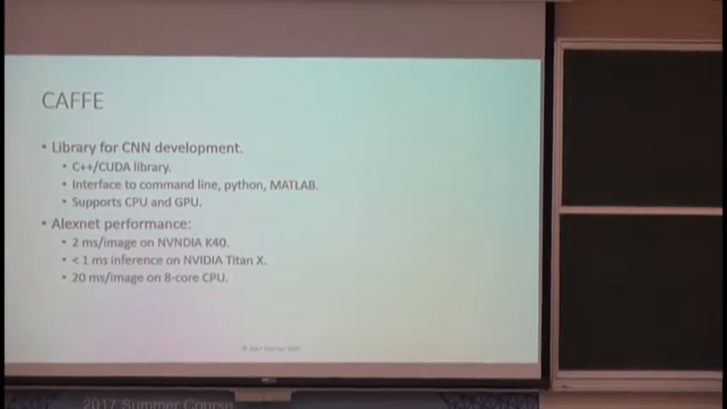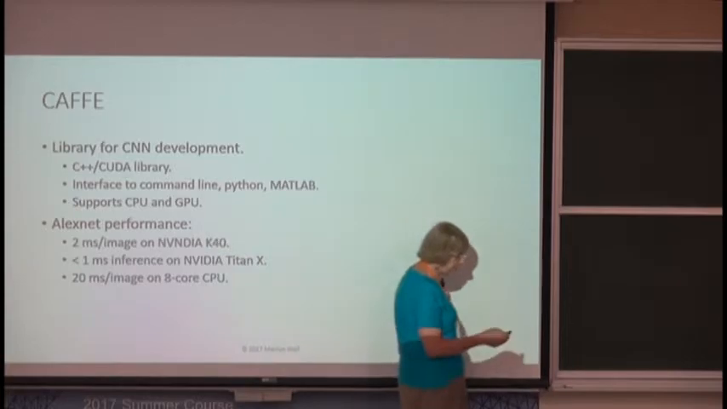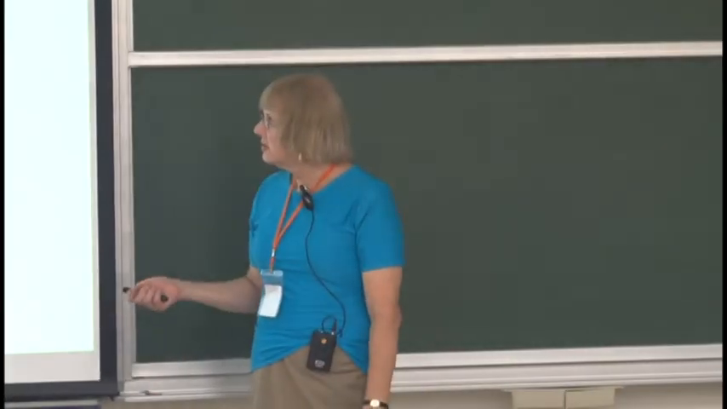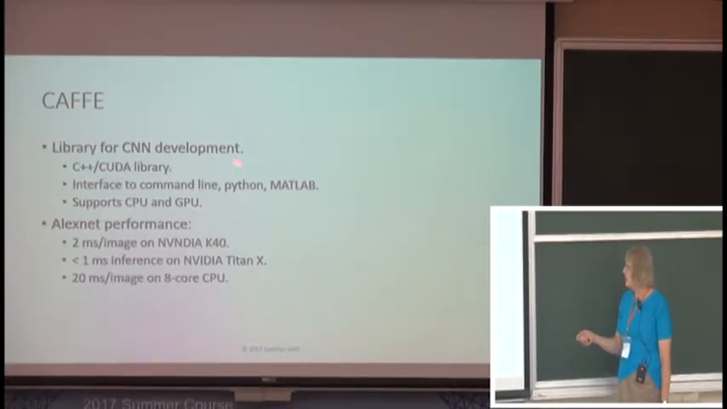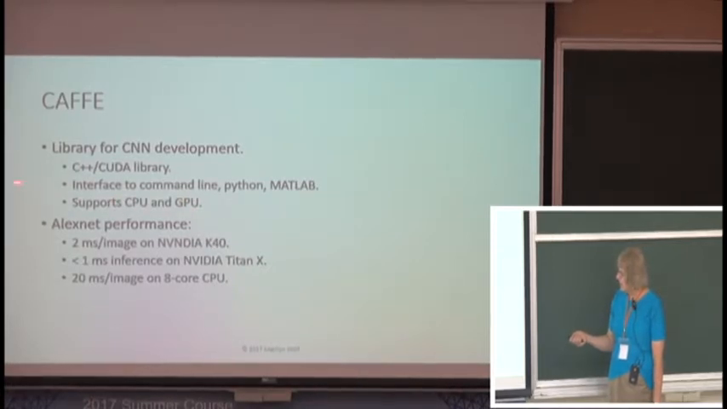Okay, so on top of all this, at an even higher level of abstraction, we mentioned Caffe before. This is a library specifically for neural network development. It's a combination of C++ and CUDA. It has interfaces at the command line, for the Linux command line, Python, and MATLAB. You can run your code on either CPUs or GPUs.